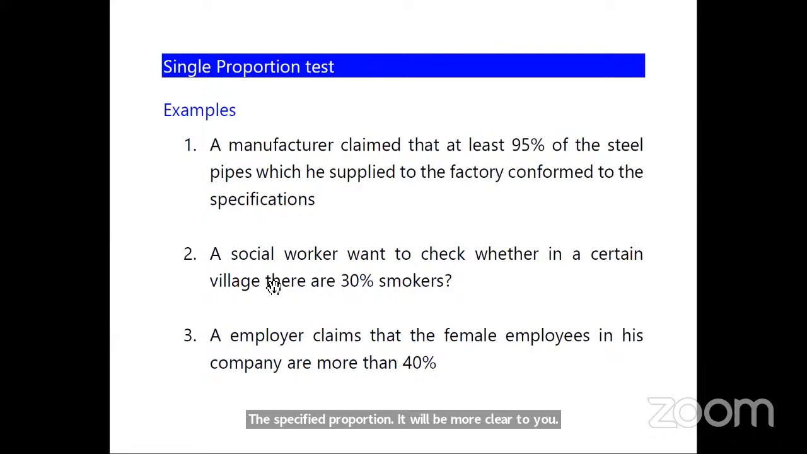So here are the examples. The first one: some manufacturer claims that at least 95% of the steel pipes which he supplied to the factory conform to the specifications, isn't it? I will be happy if you interact and respond to the question. What is the P0 value here from this first example? Can you tell me what is the value of P0?